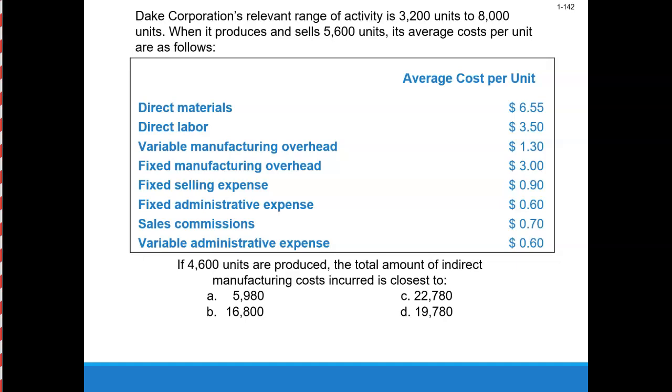So the relevant range in this example is 3,200 units. Okay, so they're showing, and we're looking only at indirect manufacturing costs. So what are some indirect manufacturing costs, guys?